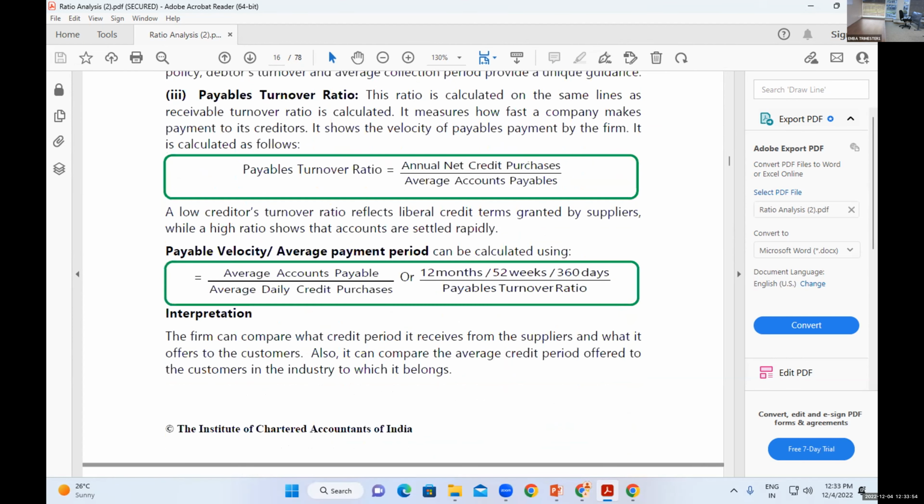Similarly for creditors, how you are paying to your creditors? Payable turnover ratio: average credit purchase divided by average accounts payable. What is credit purchase? Total purchase minus cash purchase minus purchase return is equal to net credit purchase, divided by average accounts payable. That means opening creditor plus closing creditor divided by 2.